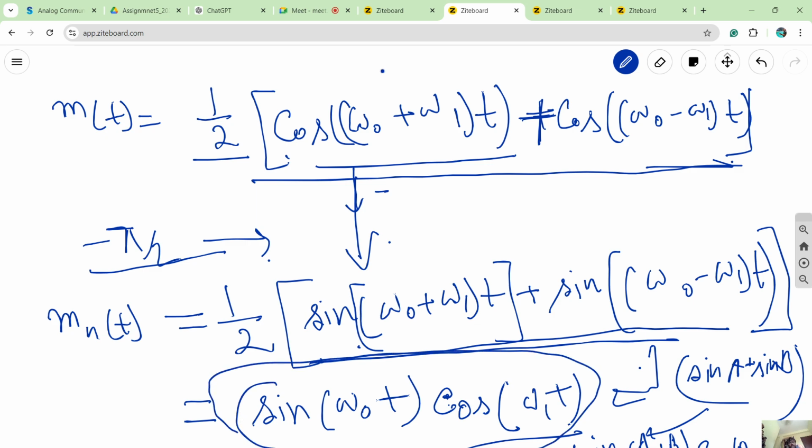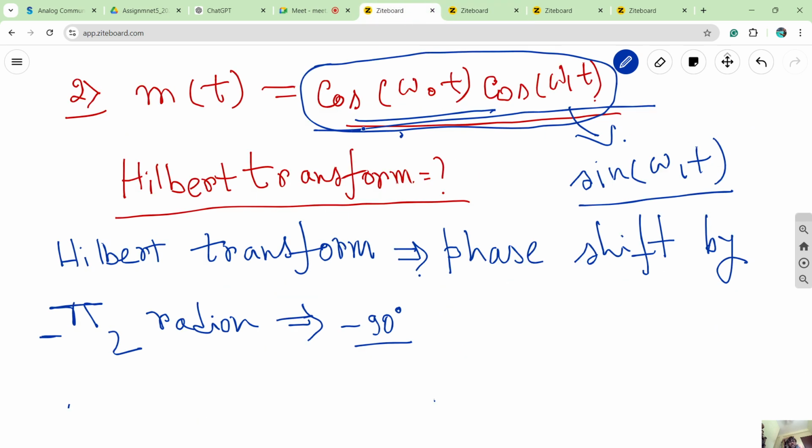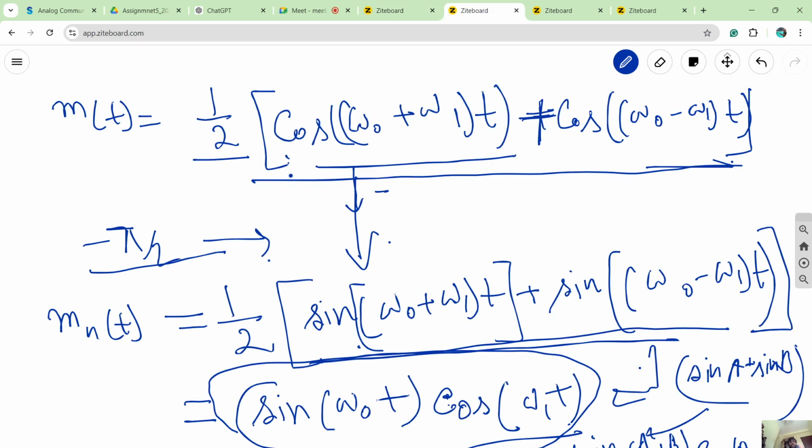So there is the main catch here. Actually, if this is in a multiplicative format, you cannot directly implement that minus pi by 2 phase shift. So you have to come to a linear format, and then you can apply the phase shift in a linear manner. Clear, na? Yeah.